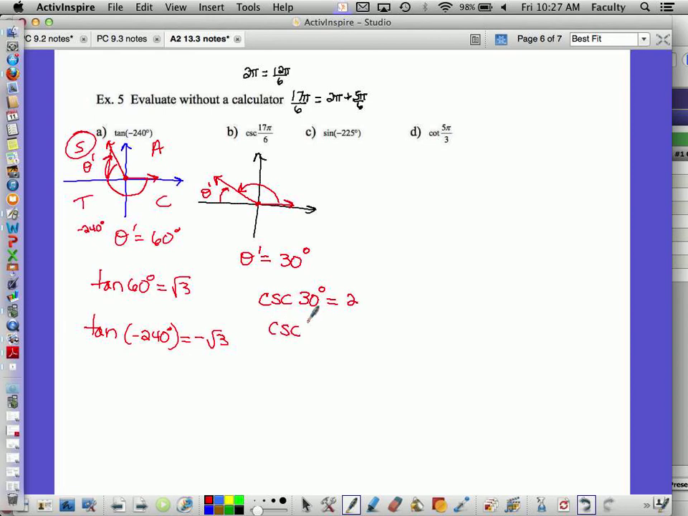Now, you go back to the original problem, cosecant 17 pi over 6. I have to do All Students Take Calculus. In the second quadrant, sine is positive, so its reciprocal is positive. So that's just 2. Okay, this is a lengthy process, but this is how you do it. So now let's do sine negative 225 degrees.